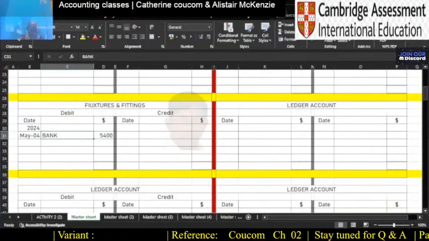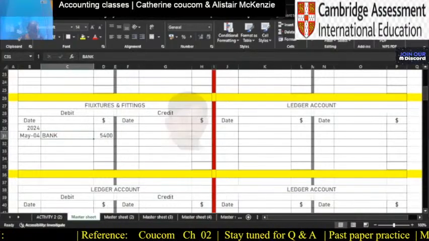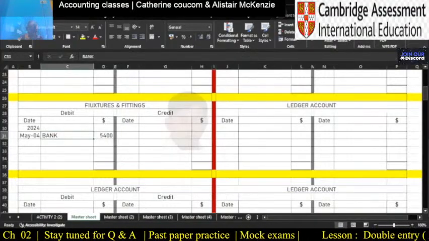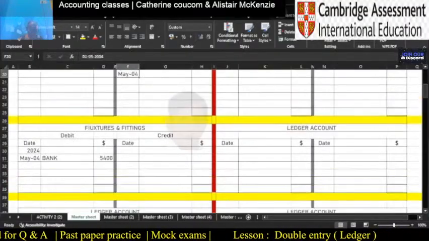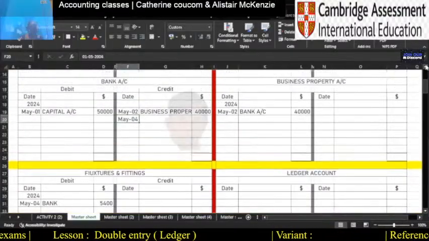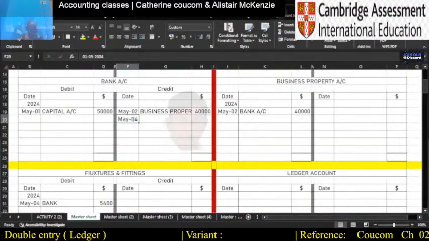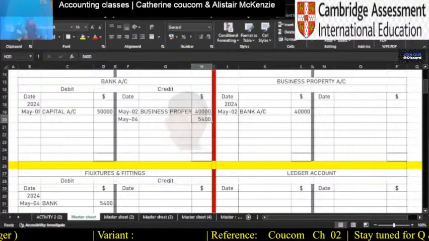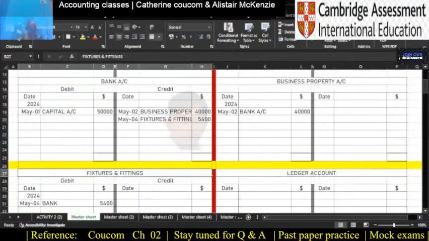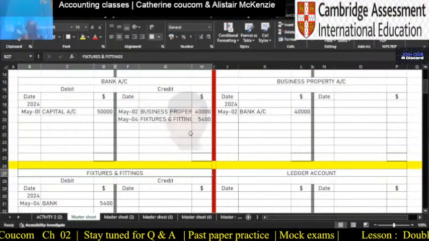And how have we paid? We have paid through the bank. $5,400 has been paid through the bank, and money will go out from the bank. So this is the bank account. Money will go out from the bank, so the bank account will be credited.